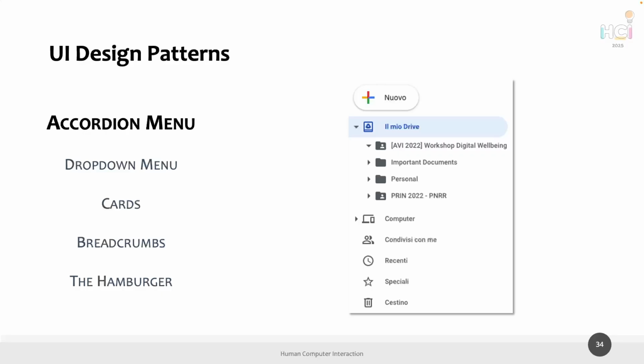When is this pattern useful? When you can't show all the data all together, that's right. And there is some kind of hierarchy. True.